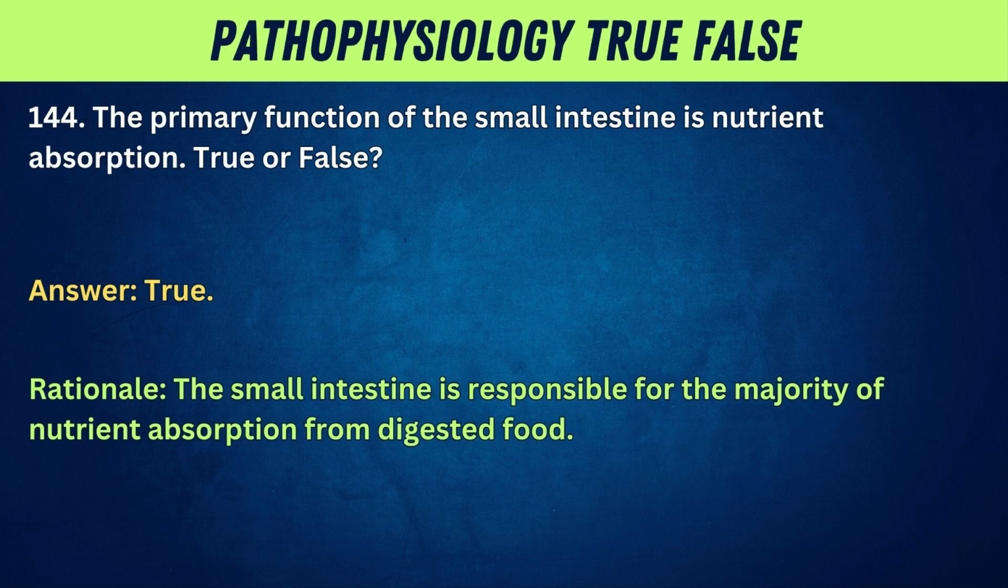144. The primary function of the small intestine is nutrient absorption. True or false? Answer: true. Rationale: the small intestine is responsible for the majority of nutrient absorption from digested food.